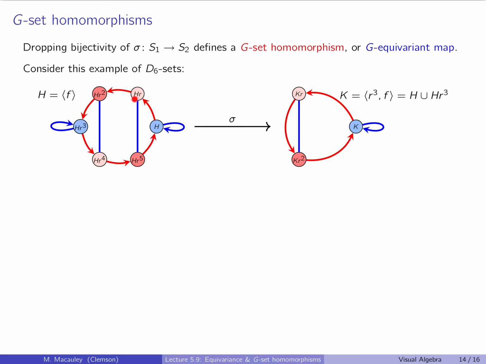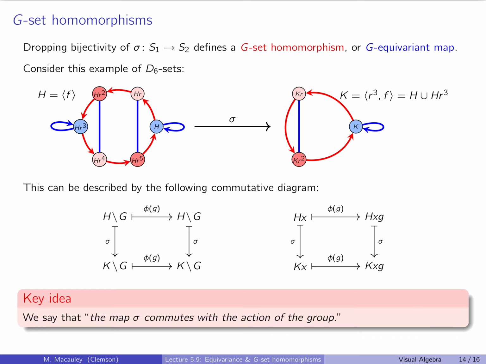You just take a coset and you map it to the larger coset of the normalizer that contains it. This is a G-set homomorphism. It can be described by the following commutative diagram. Again, we take a right coset of H, and we send it to the corresponding right coset of K. And notice that if we multiply by G, and then we apply this map sigma, which you can think of as left multiplying by X, that's the same thing as first doing that and then right multiplying by G.